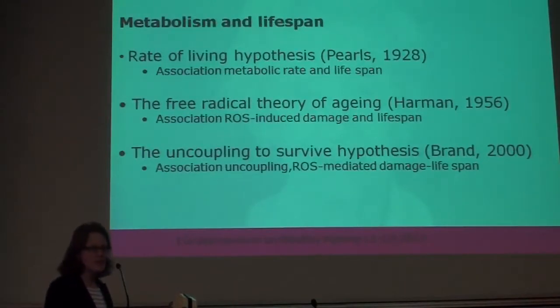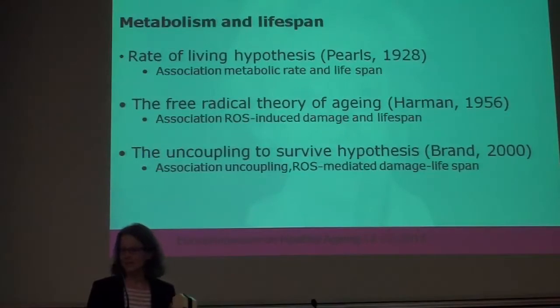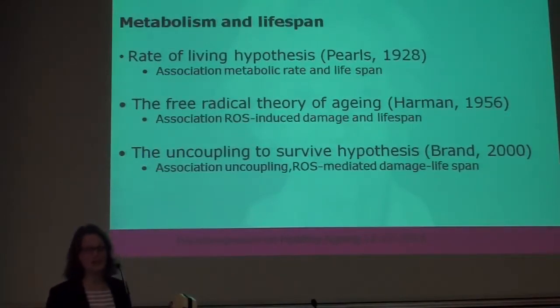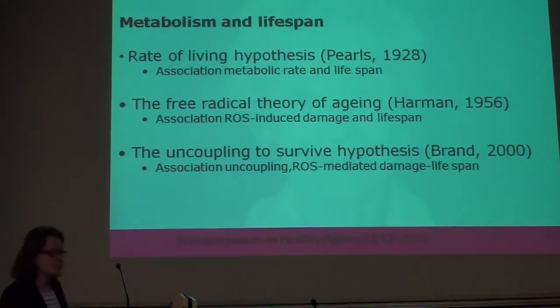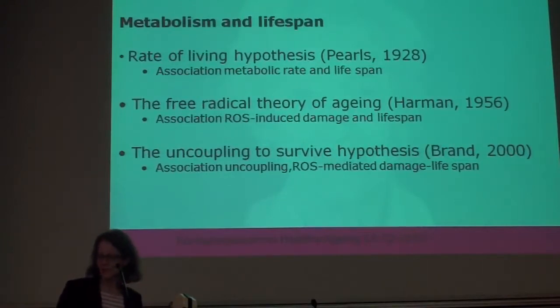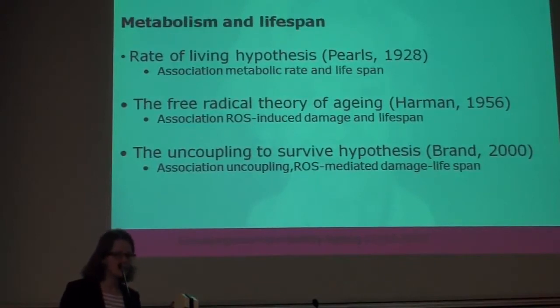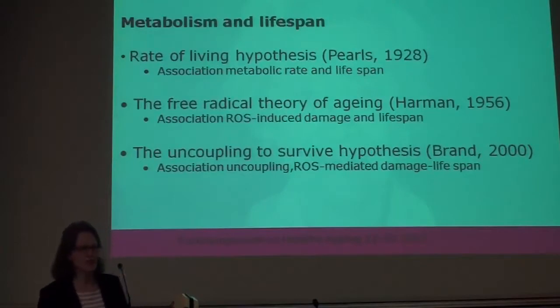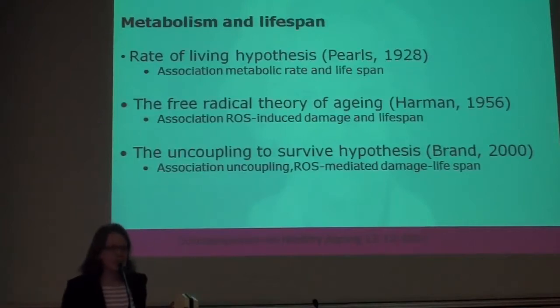Well, within those theories that think that metabolism is the principal driver, there are many different theories, of which these are just three. It started with the observation that there is a linear relationship between species metabolic rate and lifespan, which has later been disputed to some extent because there's also a linear relationship between body weight and lifespan. So then Harman in 1956 proposed that the key aspect of metabolism which may drive aging is the production of free radicals, the reactive oxygen species.